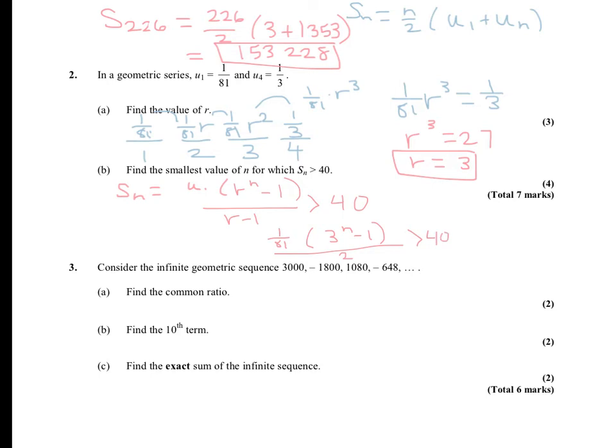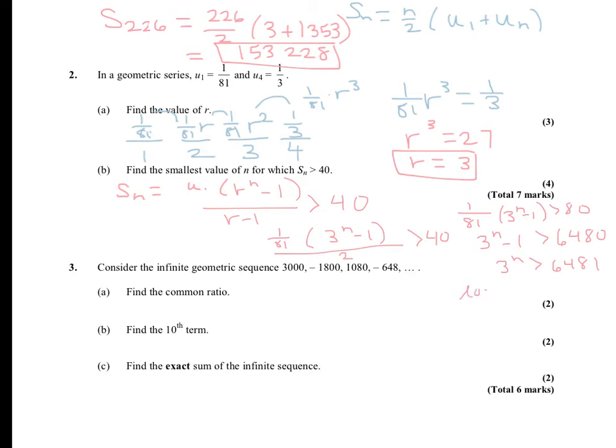So it's greater than 40, so multiply both sides by 2. So that's got to be greater than 80. Now multiply by 81. And so we get 3 to the n minus 1 has got to be greater than 6480. Add 1. And look at that, like we've talked about, everything is together, so now this problem has turned into an exponential equation that we're solving, and we have to use logs.